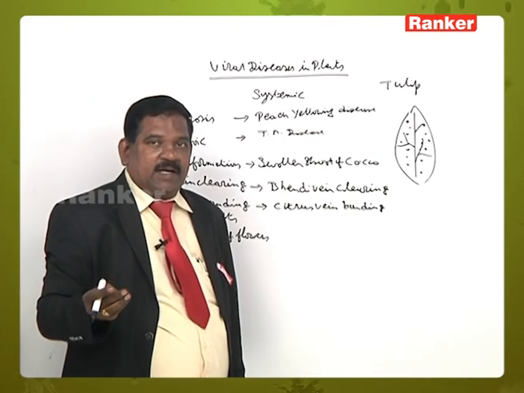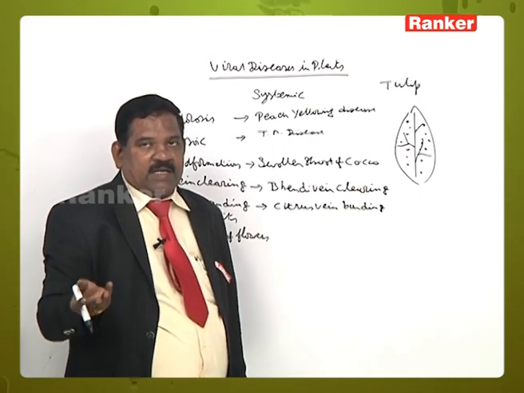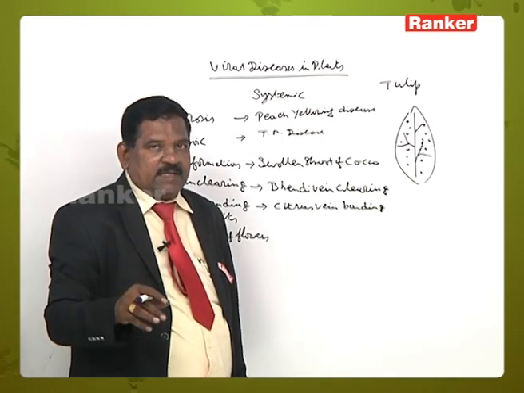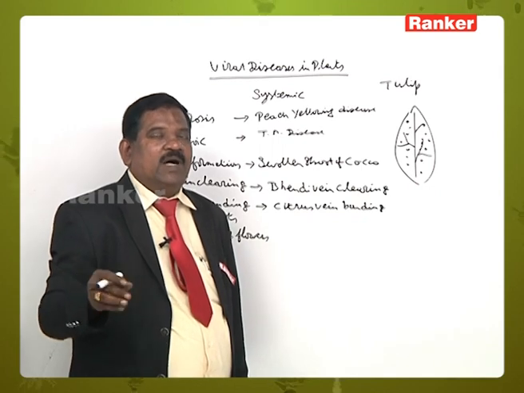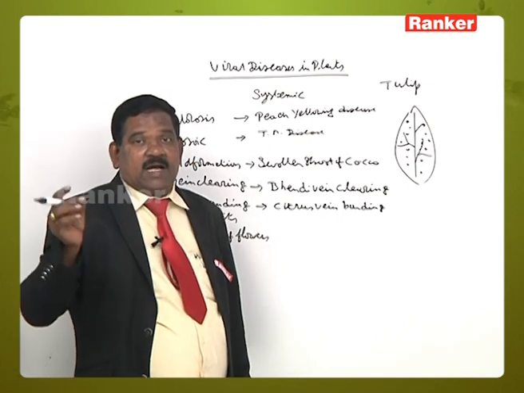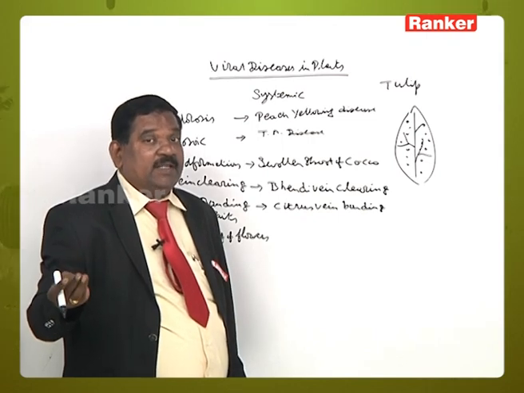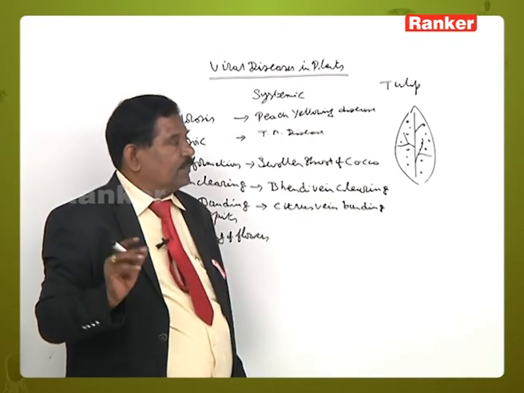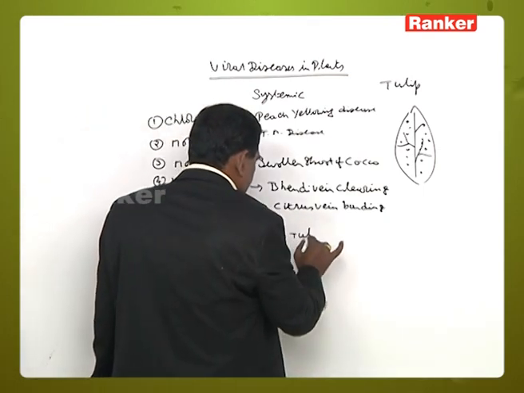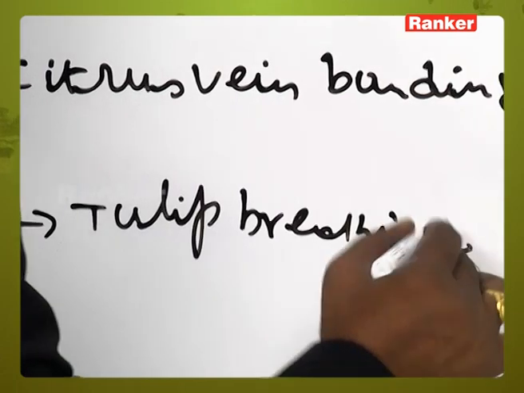Actually, any organism or cropland affected by virus suffers decreased yield, decreased quality, and decreased economic value. But in the case of the tulip, because of the loss of color in some areas and the presence of black scars, the flowers look more beautiful and are economically more valued. So breaking of flowers, example tulip breaking.